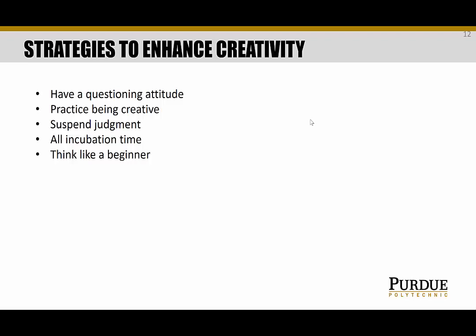Additionally, the creative process needs time for incubation. So set aside time to reflect on the problem. Go for a walk, have a cup of tea, do some sort of activity that allows your mind to wander. You know, I tend to walk around the lake behind the building when I have a creative process that I need to think about. Finally, a technique can be to think like a beginner. New solutions often come from novices because they don't have preconceived notions about what the solution should look like.